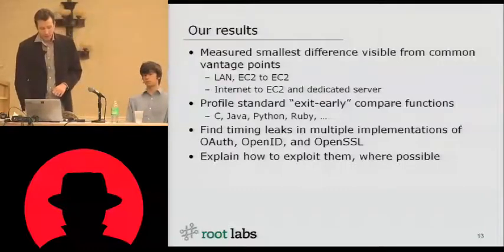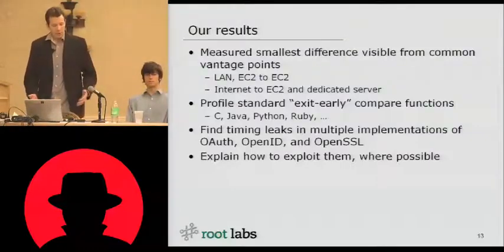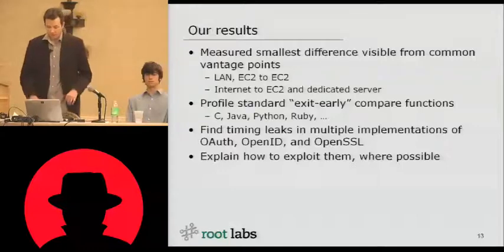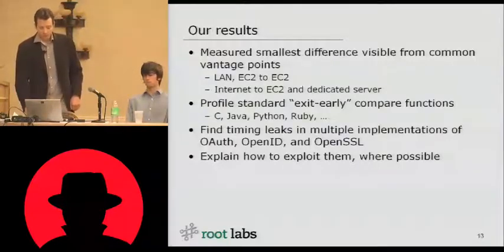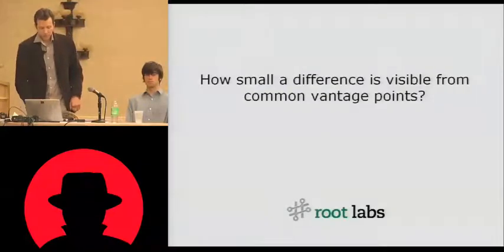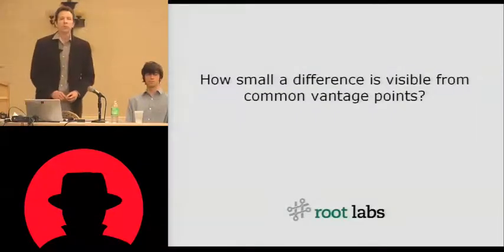And then finally, we wanted to find different types of timing leaks in multiple implementations of various web auth protocols and, in fact, even OpenSSL. And then finally, we want to explain how to exploit them where possible. First question: how small a difference is visible from common vantage points?